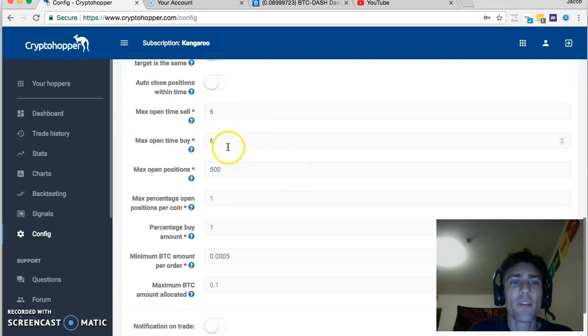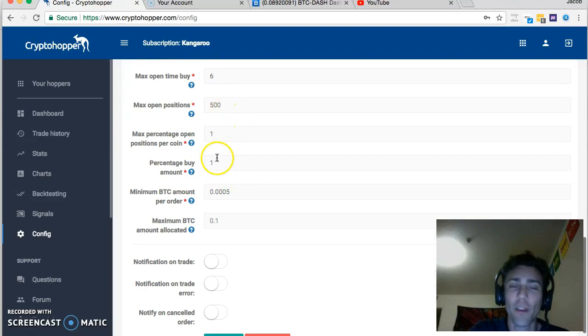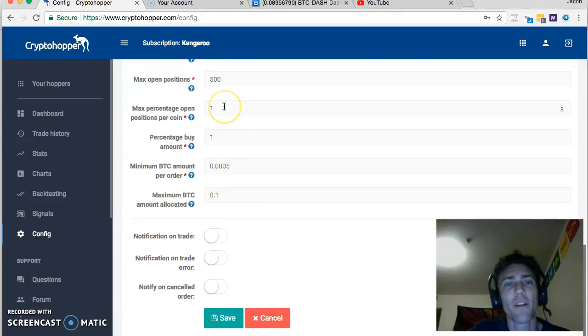Max open time sell and buy 6 minutes. Max open positions much more than needed for this strategy, but set at max at 500. Percentage buy amount is just 1%, and I haven't allocated a set amount of BTC, so it will use everything in this particular test account to trade 1% of that. And we'll increase that if it looks like it's working.